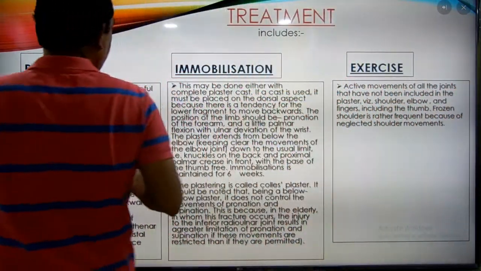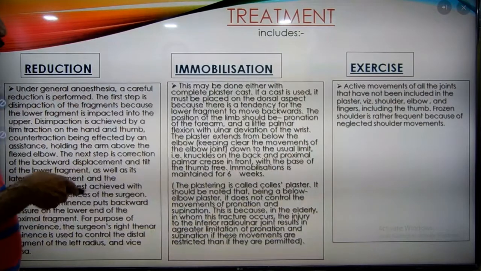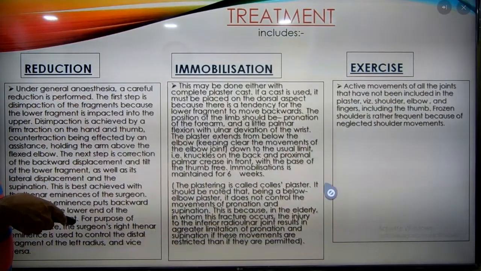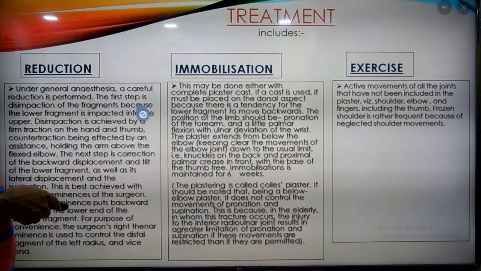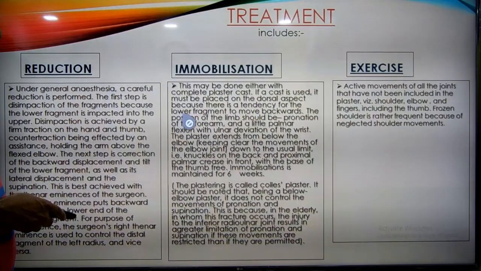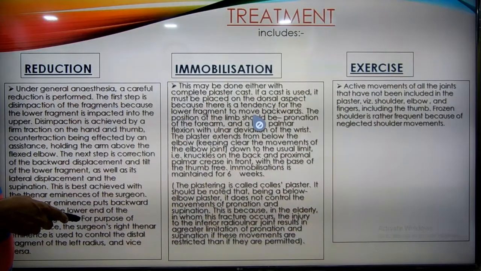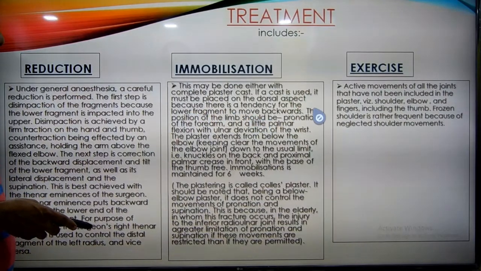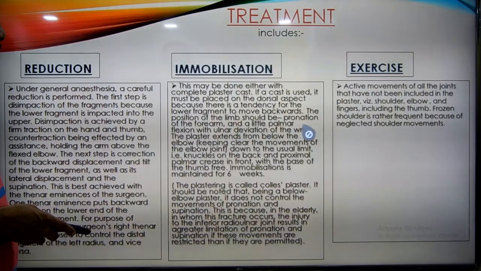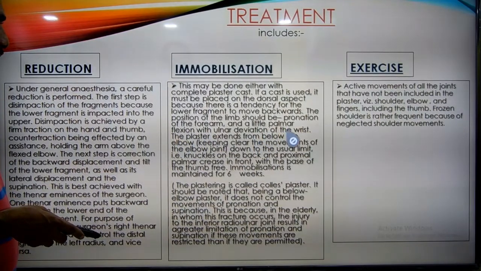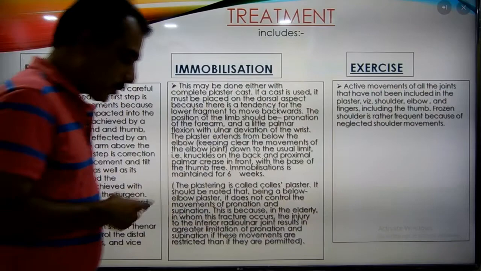After the reduction, immobilization should be done, and this will be done either with the complete plaster or a cast. If a cast is used, it must be placed on the dorsal aspect, because there is a tendency for the lower fragment to move backward, and the position of the limb should be pronation of the forearm, slight palmar flexion, and ulnar deviation of the wrist. So do you understand this one?